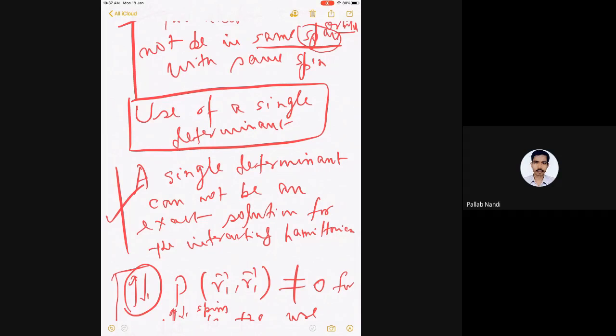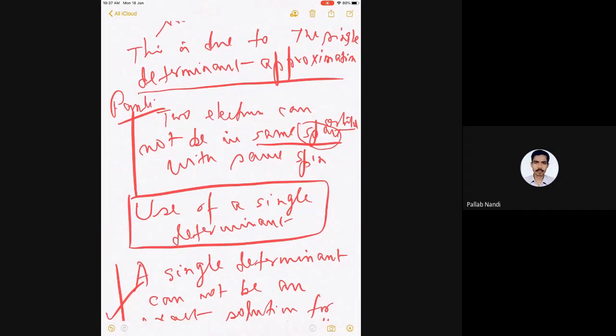Remember, this does not clash with the Pauli principle. The Pauli principle did not tell you to use a single determinant. The Pauli principle simply said that the wave function is antisymmetric. So there are many other ways of making it antisymmetric, of course. A single determinant was an option to you, but now we understand using it for an interacting Hamiltonian is not a good option. Is it clear? I hope each point is very clear, because otherwise it becomes a confusion.